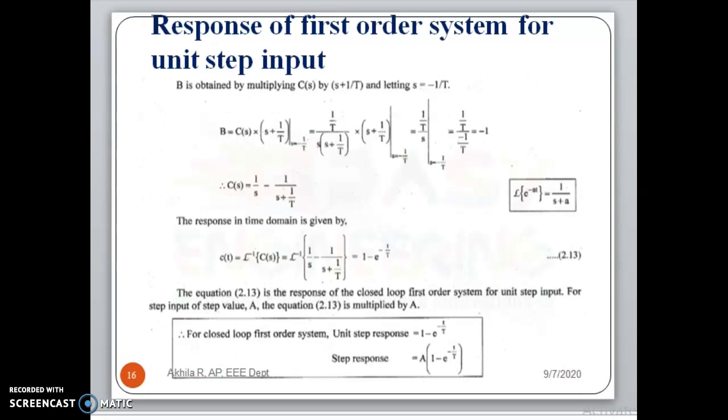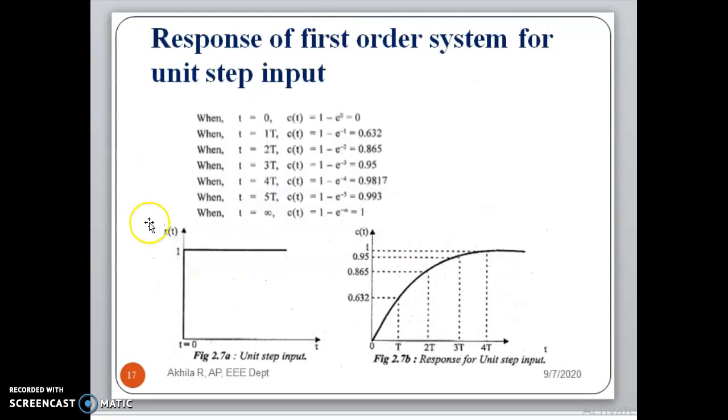If instead of a unit step, it is a step input of some magnitude A, the response is going to be A(1 - e^(-t/T)). Let's plot and see how the output is going to look for a unit step input. I'm going to substitute small t ranging from 0 to infinity, and we have found the various values of c(t), and we can see how the curve is going to be. This represents the response for a unit step input. So this is for a first order system.